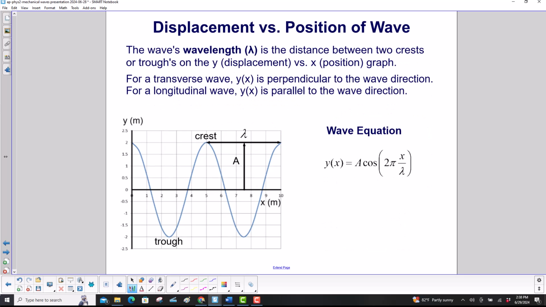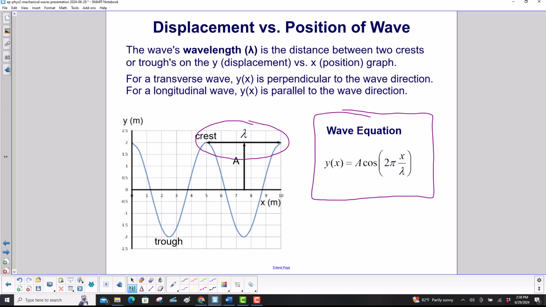Now for displacement versus position of the wave, the wavelength, lambda, is what we're measuring between the crests. That's the distance between two crests or troughs on the y displacement versus the x position graph. For a transverse wave, y as a function of x is perpendicular to the wave direction. For a longitudinal wave, y of x is parallel to the wave direction. And here's our wave equation for the displacement versus position of the wave.